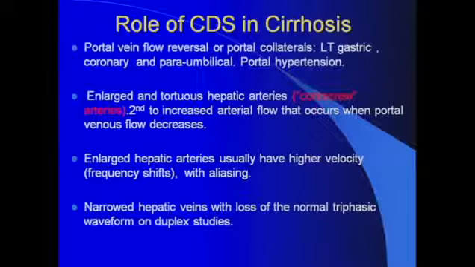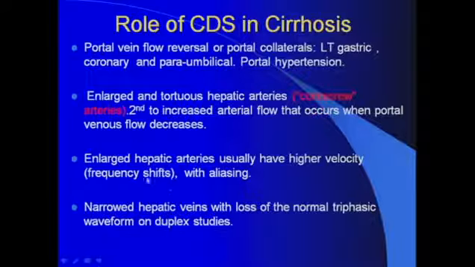We always try to look at the hepatic arteries. In the hepatic arteries, we look for a corkscrew pattern, reflecting enlarged arteries trying to compensate for the decreased flow of the portal venous flow. So this can be a good sign that will help you supplement your impression of underlying portal hypertension.